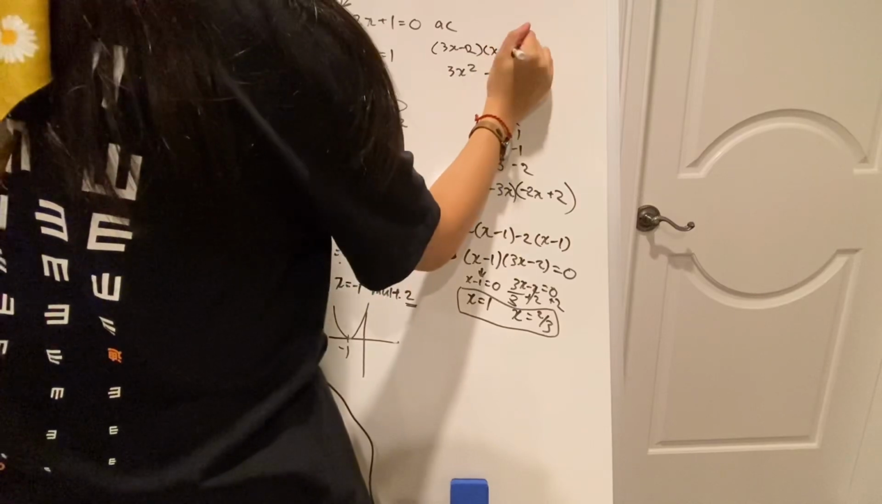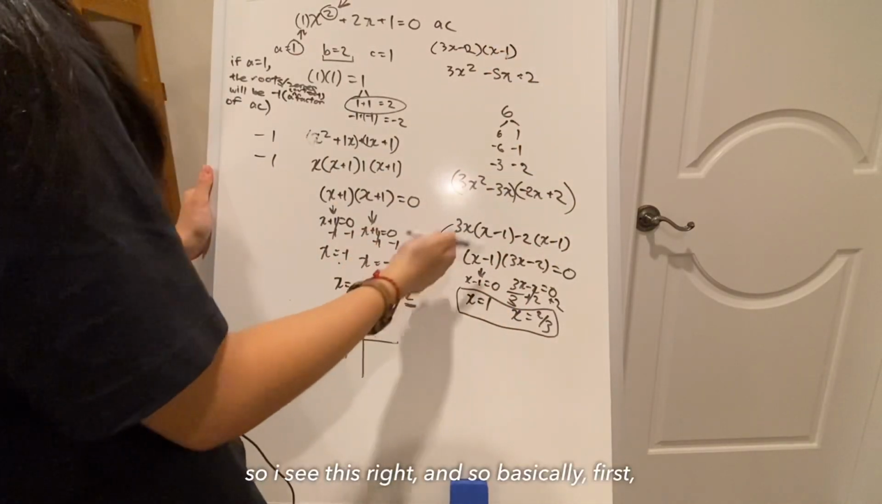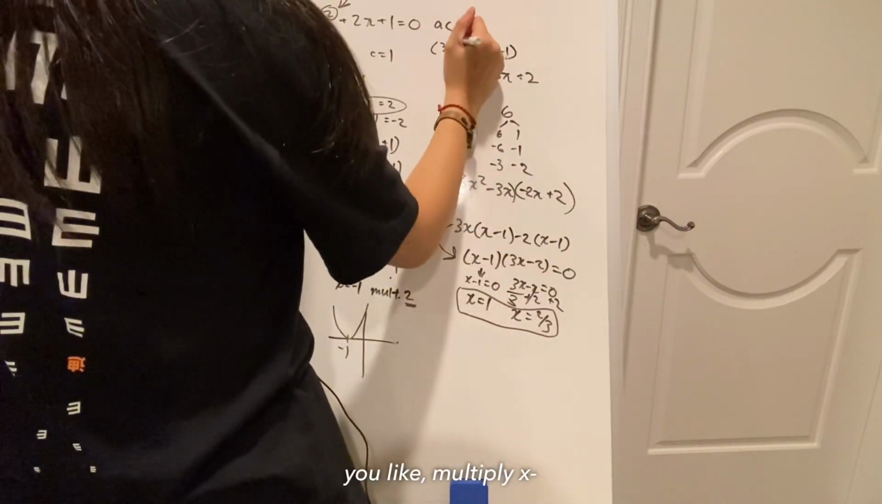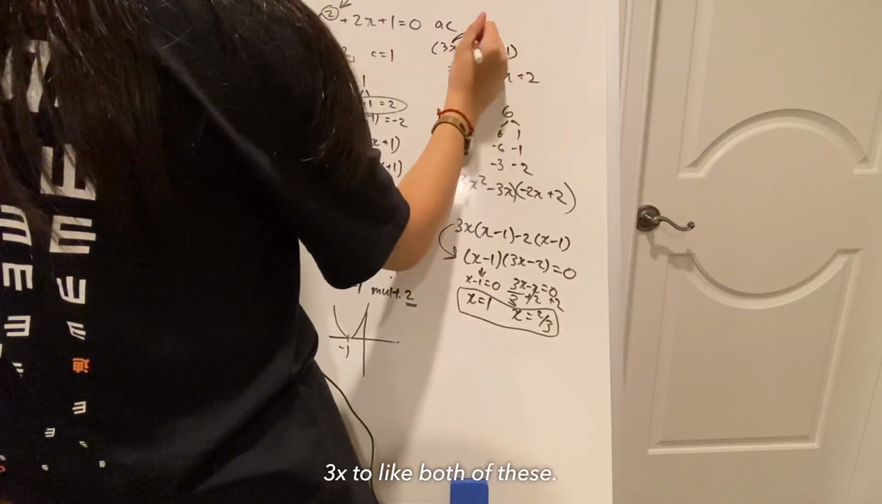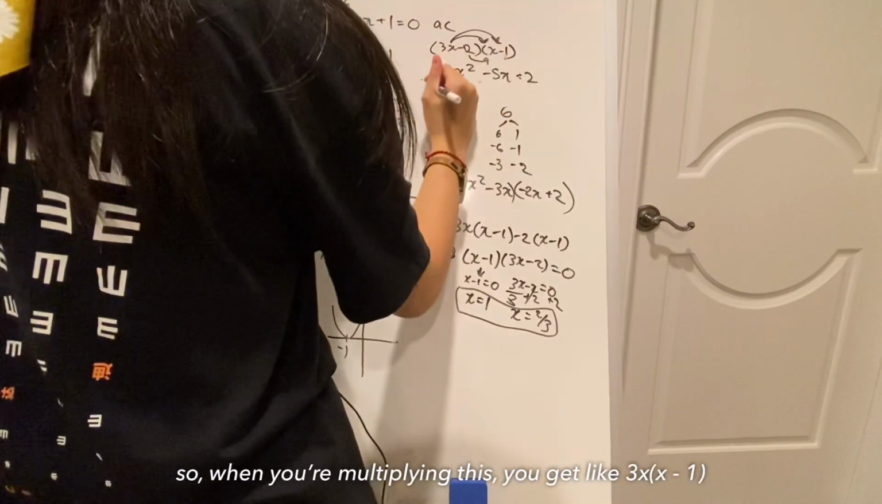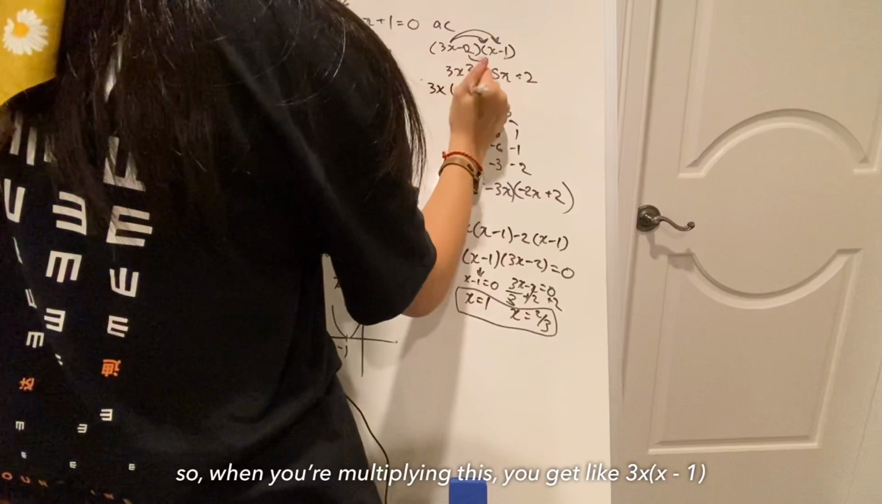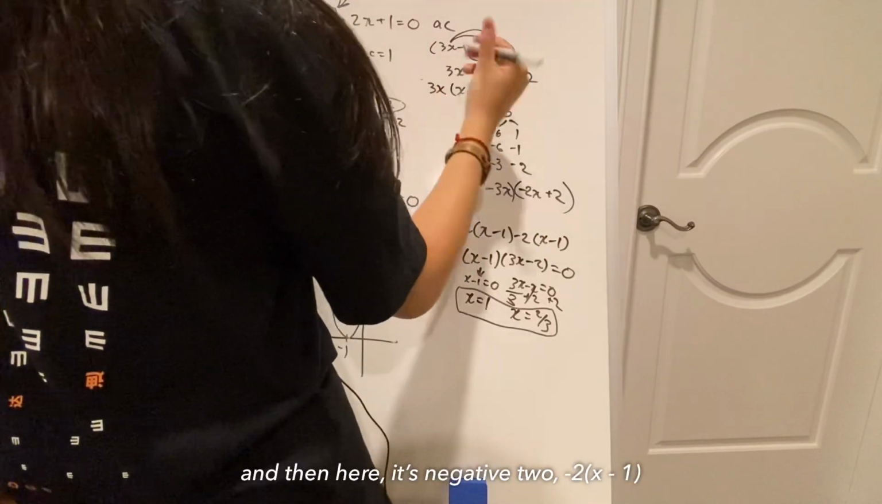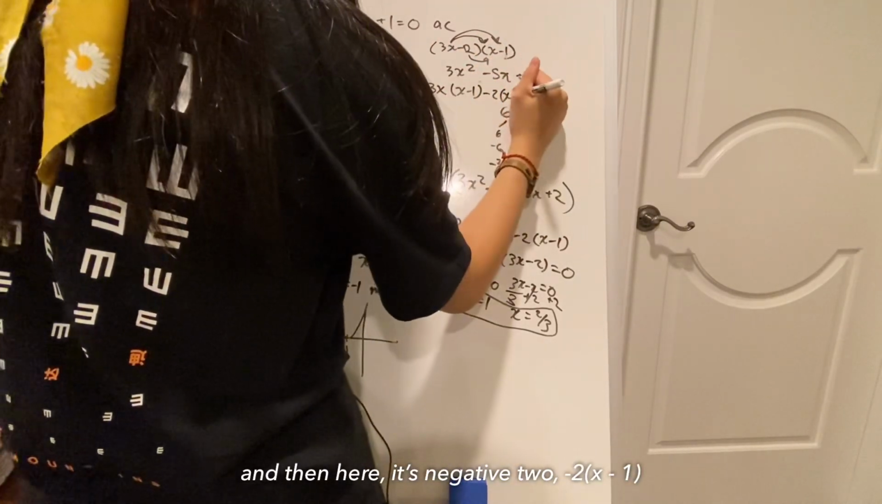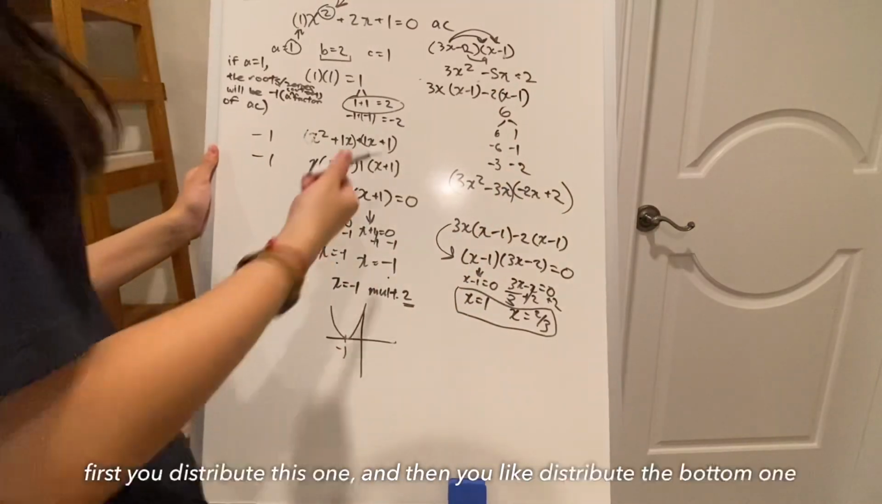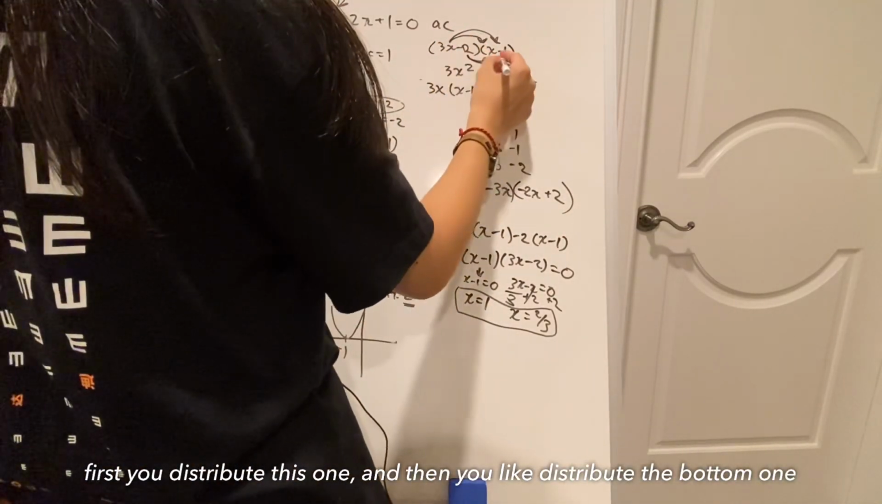Oh, that was not x minus 1. So I see this, right? And so basically first you multiply 3x to both of these. So when you're multiplying this, you get 3x times x minus 1. And then here is -2 times x minus 1, because first you distribute this one and then you distribute the bottom one.